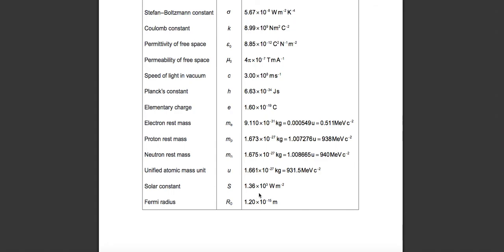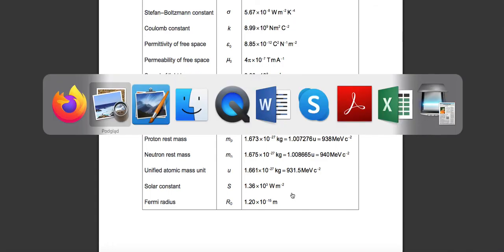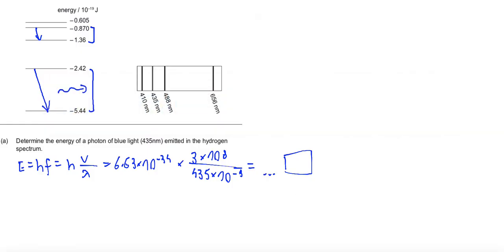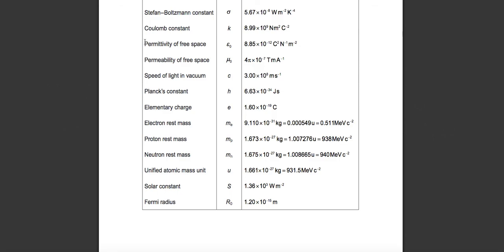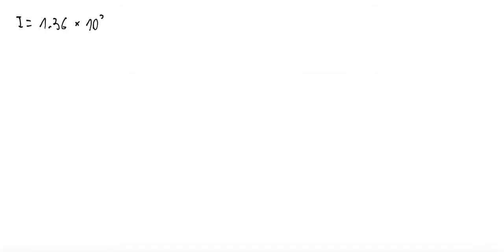So the solar constant is the amount of radiation received by 1 square meter above Earth's atmosphere at the position of the Earth. So the solar constant for the Earth is 1.36 times 10 to the power of 3 watts per square meter.